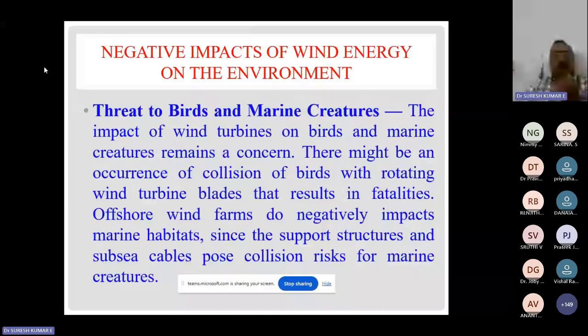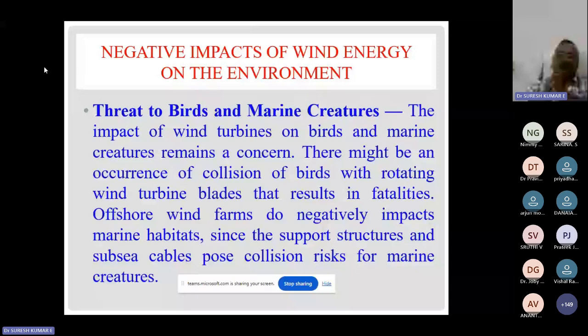So one of the negative impacts is the threat to birds and marine creatures. At the same time, we are commissioning such plants, there are wind turbines in the marine environment also. The impact of wind turbines on birds and marine creatures remains a concern. There might be collisions of birds, just like flight collisions. The collision of birds with rotating blades results in fatalities, a major issue.